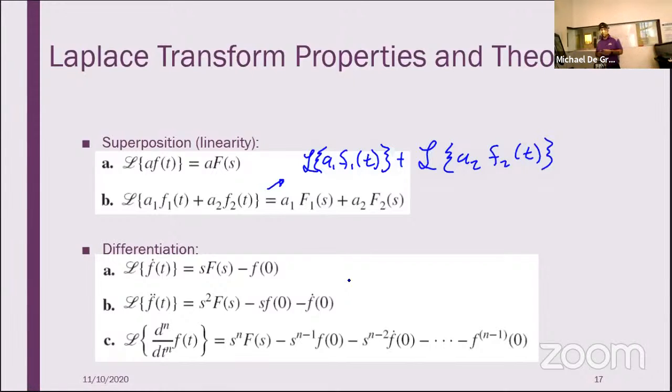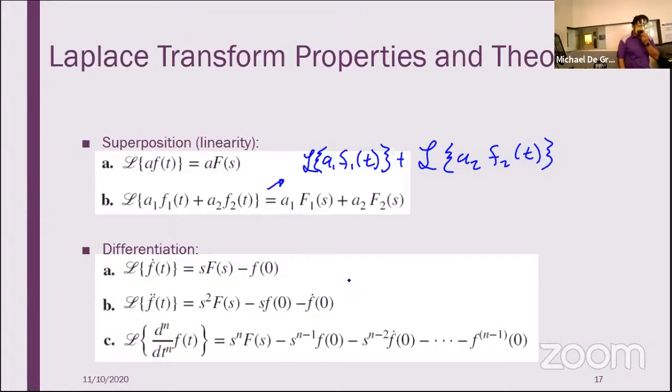What if I take the Laplace transform of the second derivative? You'll get s squared times F of s, so s squared times the Laplace transform of that function f of t, minus s times the initial condition, minus the initial condition of the first derivative. Just like with differential equations, when we have a second order system we need two initial conditions, and so on. And this will stack the further we go.